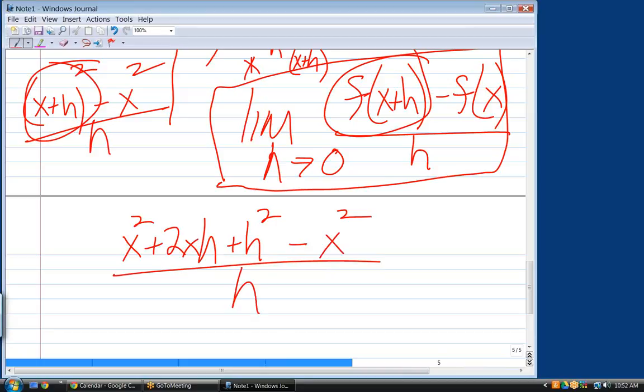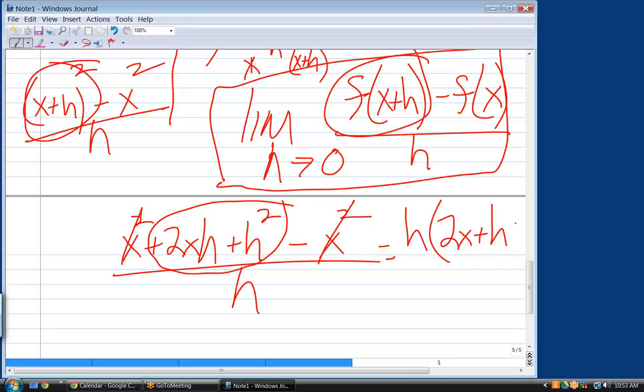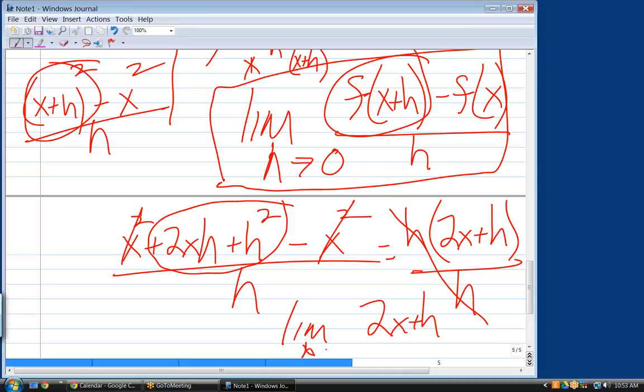Well, what's going to happen here is no matter how complicated the function is, we chose an easy one, x squared. But even if we would have chosen a hard, complicated function, every term that does not have an h is going to disappear. Notice that x squared goes away, and I'm left with just this in my numerator, which I can now factor out an h, and I'm left with 2x plus h in the numerator. The denominator still has that h, which is now going to cancel, and I'm left with finding the limit of 2x plus h as h goes to 0.